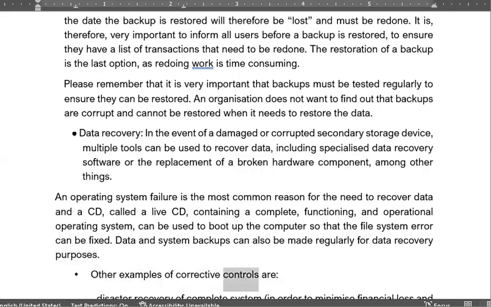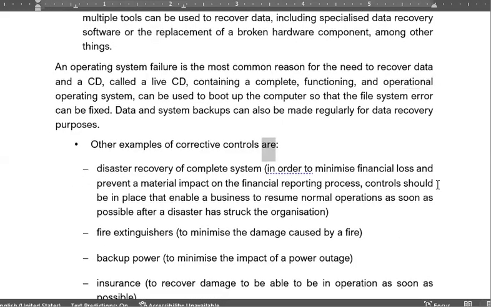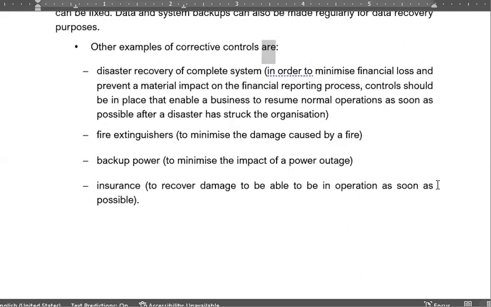Other examples of corrective controls are disaster recovery of complete system. In order to minimize financial loss and prevent a material impact on the financial reporting process, controls should be in place that enable a business to resume normal operations as soon as possible after a disaster has struck the organization. Fire extinguishers, to minimize the damage caused by a fire. Backup power, to minimize the impact of a power outage. Insurance, to recover damage to be able to be in operation as soon as possible.